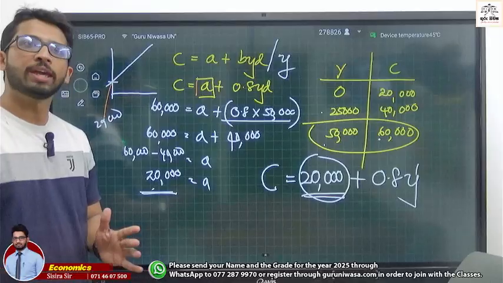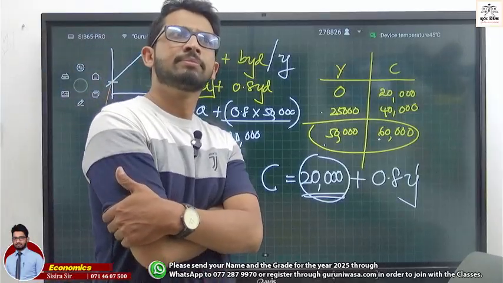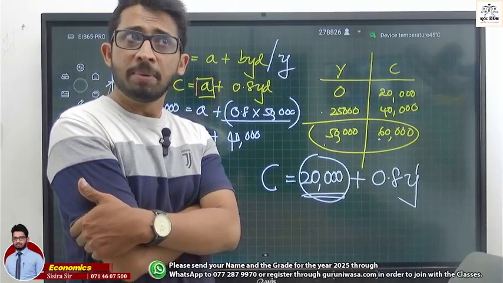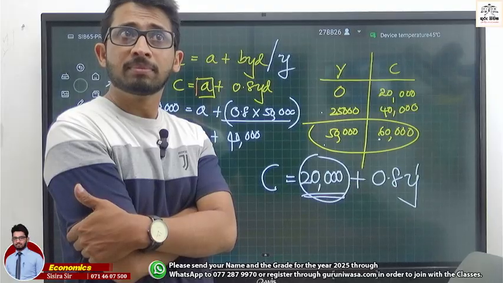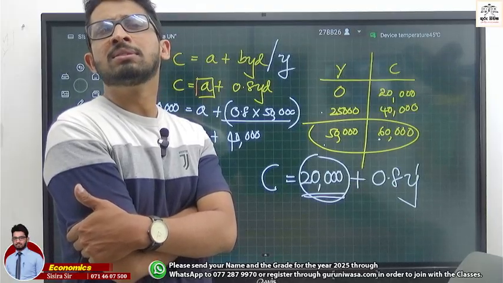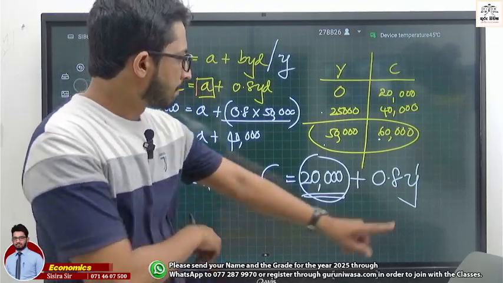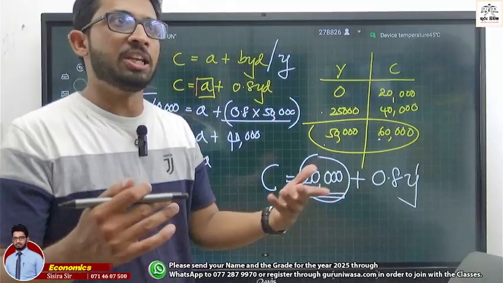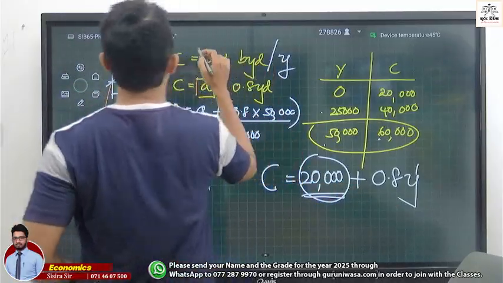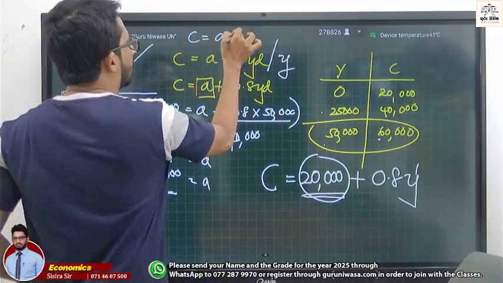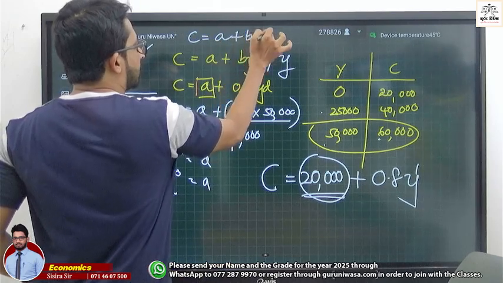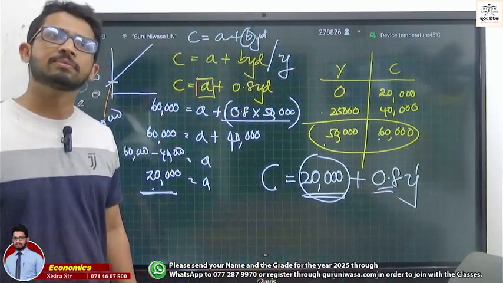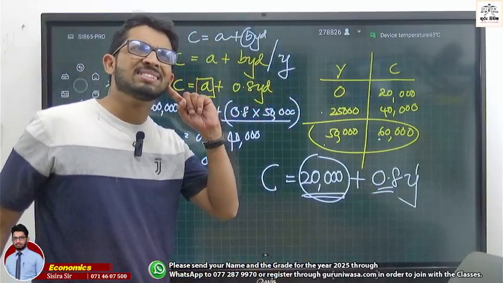Sir, so what happens to D in the third? D, D, D, B slope. D letter, D letter. In the first equation. Yeah, the original equation C equals A plus BYD. B is 0.8. No, sir. I'm asking about the D letter.